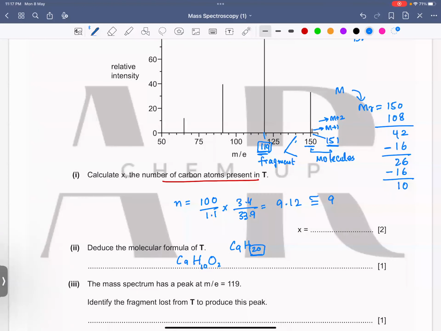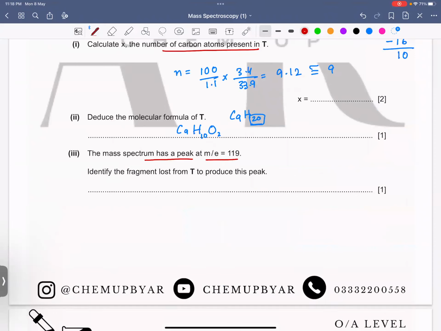The mass spectrum has a peak at m/e 119. Identify the fragment lost from T to produce this peak. Okay. So the Mr is 150. If I subtract 119 from this, then what would I get? 31, right? So it means that the fragment would be 1 carbon and 1 oxygen, which makes it 28, and 28 plus 3 is 31. So it can be CH3O.